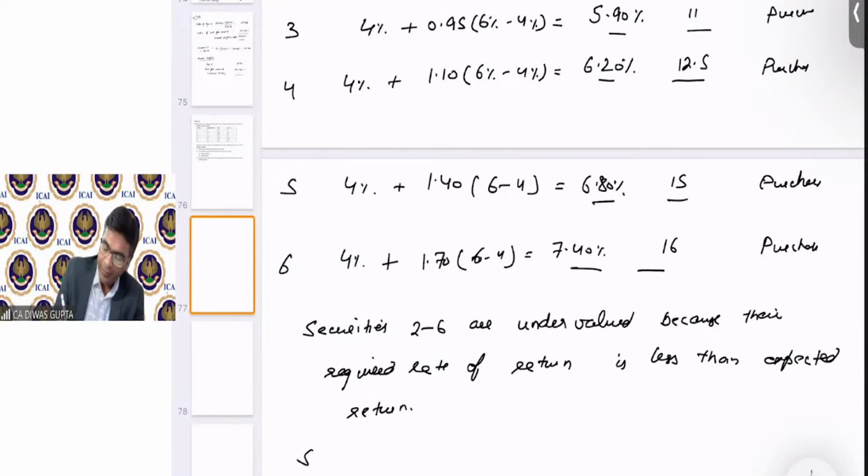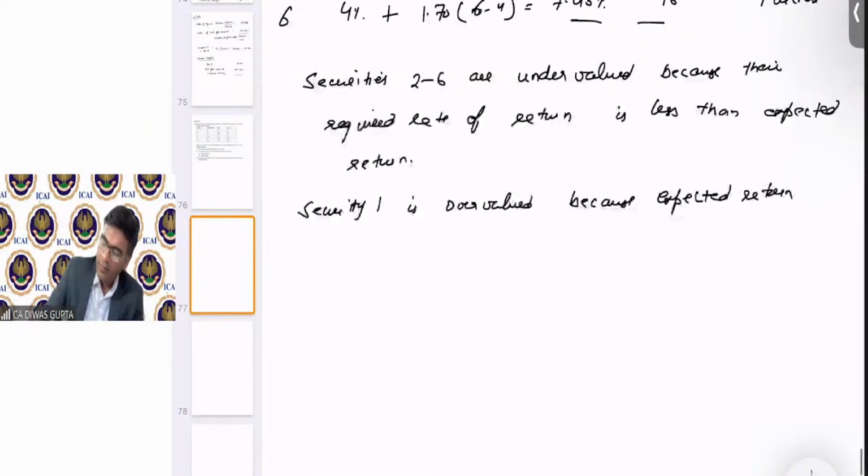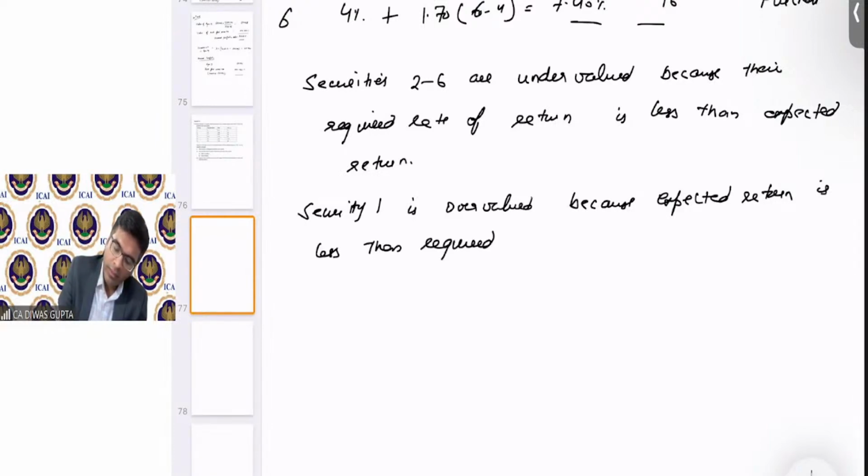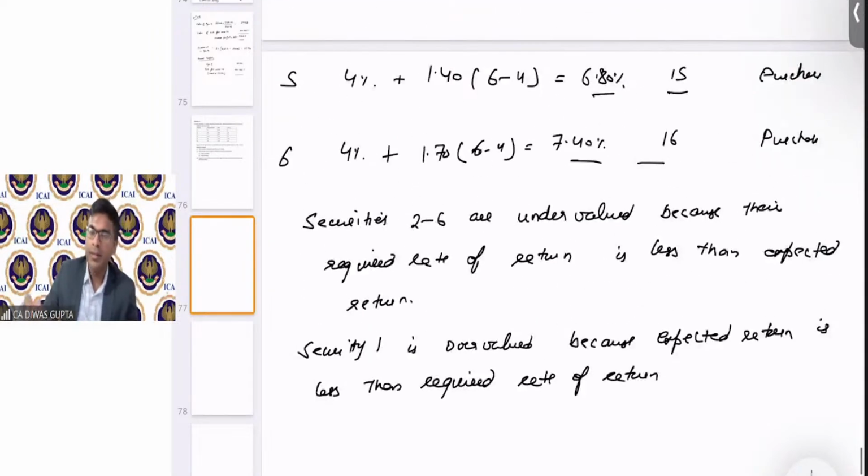Then security 1 is overvalued because expected return is less than required rate of return. Okay. This part is clear, students?